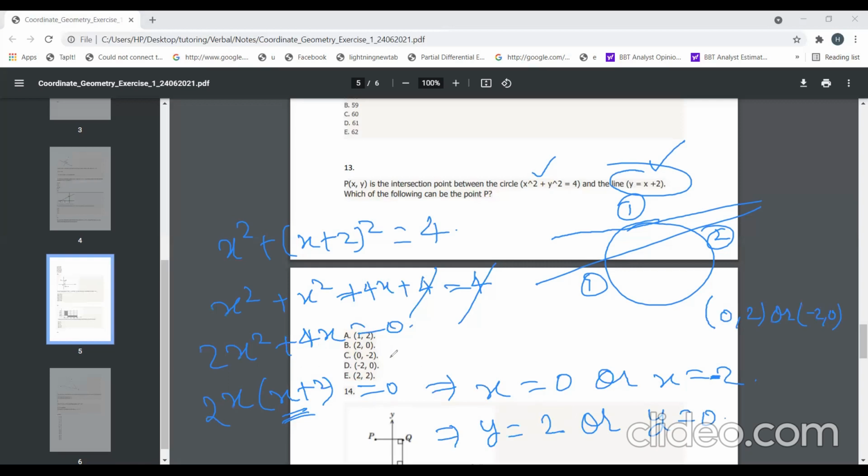What are the options we have? So this should be the value. This should be the right answer, because in option C we need a positive 2, but here we have negative. Am I making sense? Yes.